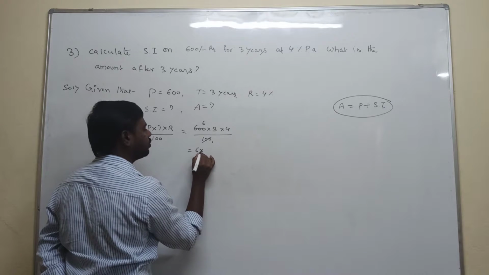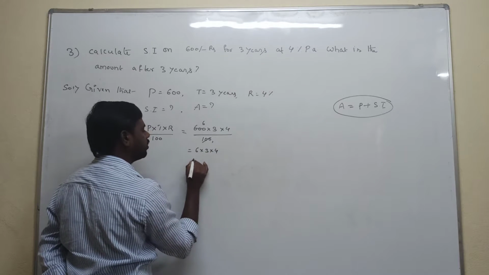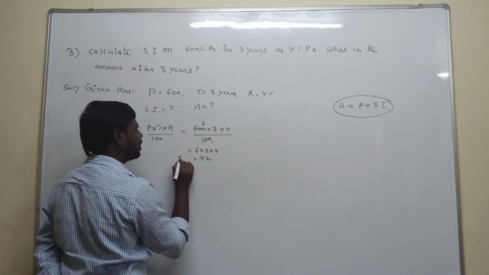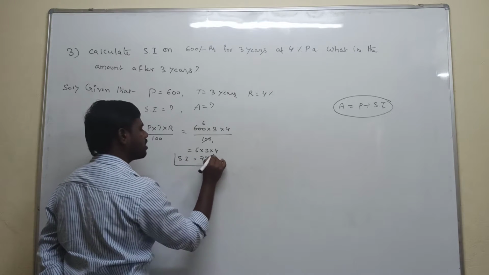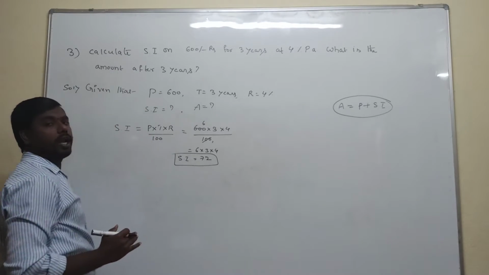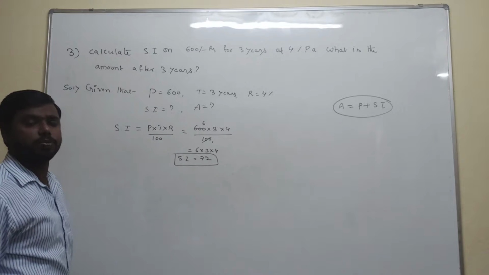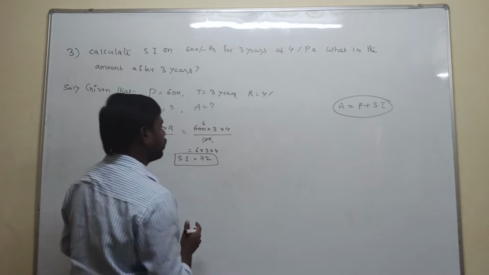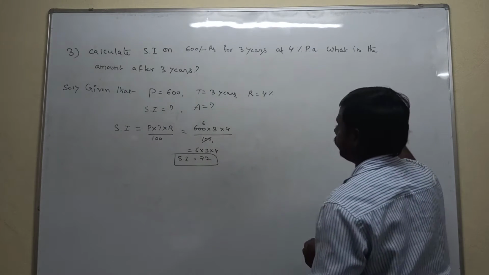Now 6 into 3 into 4. 6 threes are 18, 18 fours are 72. What is the simple interest we are getting? 72 rupees. After that we need to calculate the total amount after 3 years, meaning we include the principal amount and the simple interest. Next, to calculate the total amount.